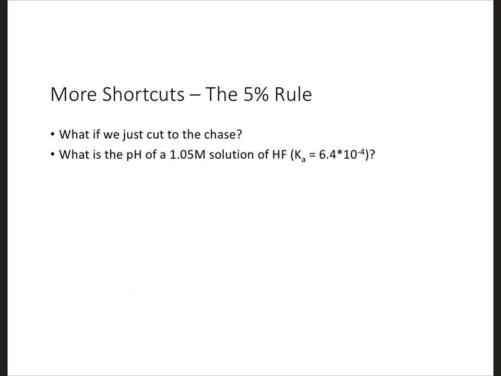Now let's work an example where the 5% rule does not apply. So let me go ahead and jump ahead just like we previously did. I'm able to jump past the ice table. I'm able to take that Ka value, set it equal to x squared over the starting concentration minus x. I recognize that that is something that would need a quadratic equation solver in order to solve for x. So I want to make an assumption that I can just go ahead and assume less than 5% ionizes to bypass the need to use that quadratic equation solver.